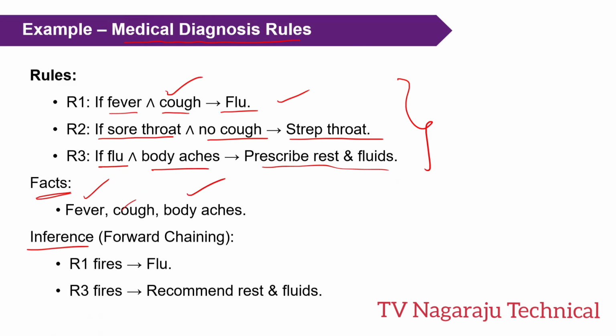What is the conclusion? According to rule 1, the patient has flu, and according to rule 3, the patient is recommended some rest and fluids. You got it? So based on the rules and facts, we are getting some inferences. This is the way we are getting the conclusions.